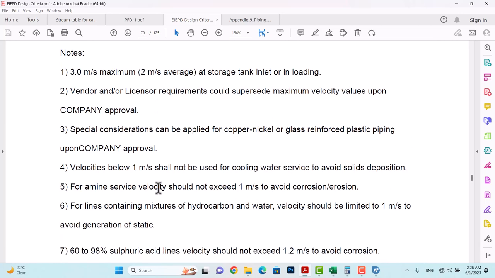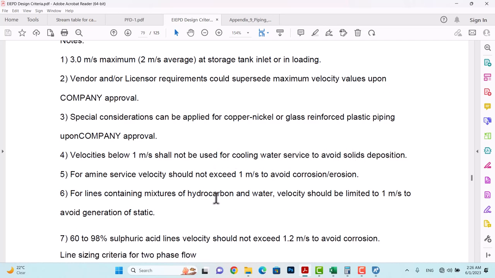Then we talked about some notes here. For instance, we said that velocity below 1 meter per second shall not be used for cooling water services to avoid solids deposits. It's an important sentence.